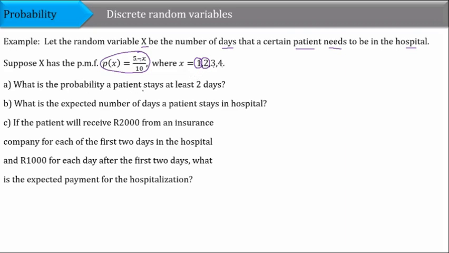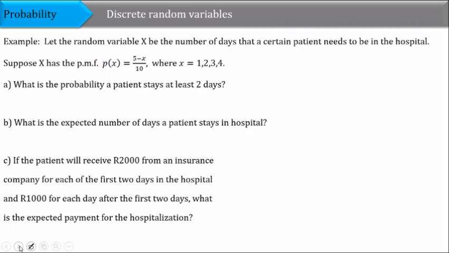We need to calculate the probability that a patient stays at least 2 days. We need to find the expected number of days that a patient stays in hospital. And then it says, if the patient receives 2,000 Rand a day from an insurance company for the first 2 days in hospital, and 1,000 Rand for each day after the first 2 days, what is the expected payment that they receive while they are in hospital? So let's start with question A.